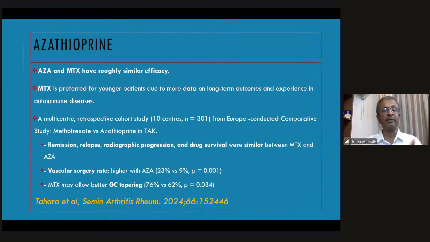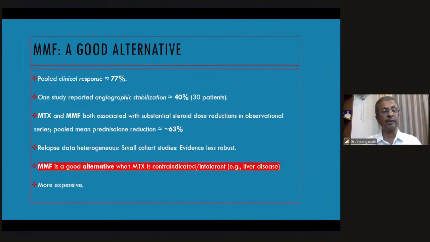Azathioprine and methotrexate have roughly similar efficacy. Methotrexate is preferred in younger patients due to more data on long-term outcomes and experience in autoimmune disease. A multi-center retrospective cohort study from Europe comparing methotrexate and azathioprine found remission, relapse, radiographic progression and drug survival similar in both. Vascular surgery rate was higher with azathioprine. Methotrexate may allow better GC tapering. That's where methotrexate scores over this one.